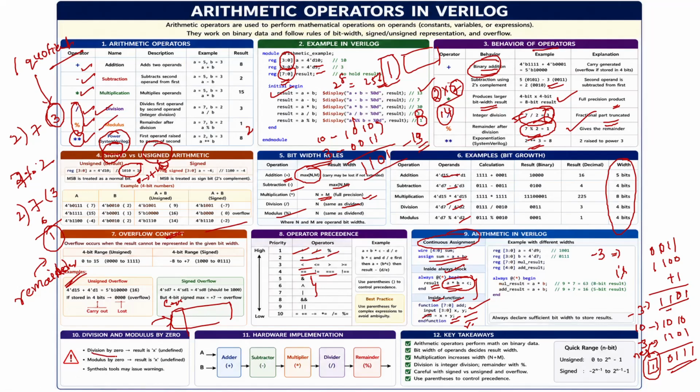See, division shows an unknown value, and modulus also results in an undefined, unknown value, if the simulation has an issue.